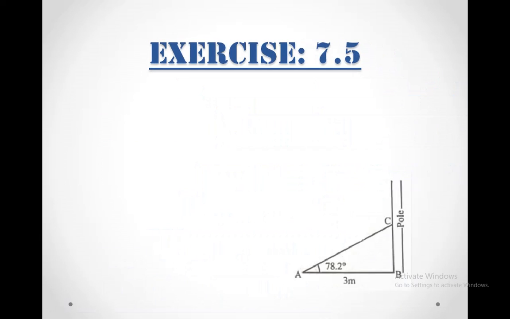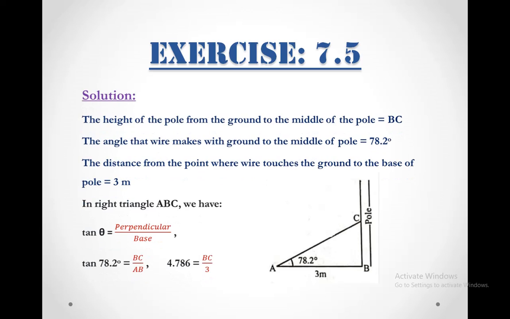Going ahead towards the next step, starting our solution by looking at the diagram. The height of pole from the ground to the middle of the pole is equal to BC. Angle that wire makes with the ground to the middle of the pole, that is equal to 78.2 degree.